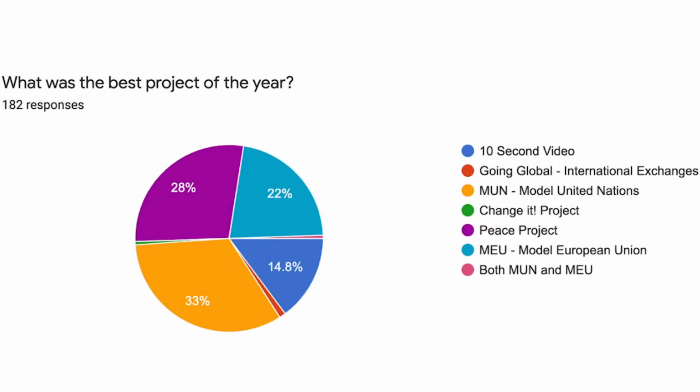At the end of each school year, I give my students a survey asking them which project they thought was the best project of the year. And every year, it turns out Model United Nations and Model European Union come out on top.